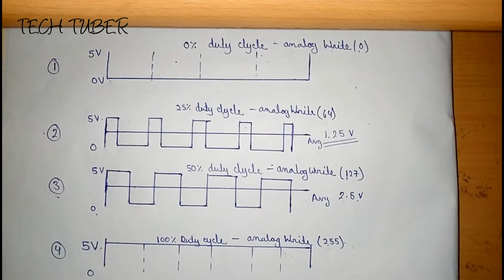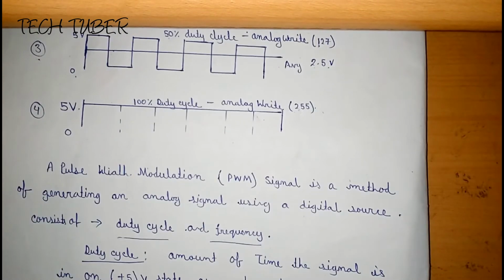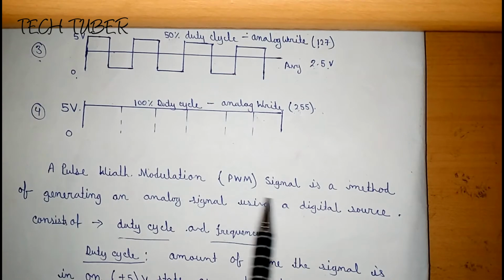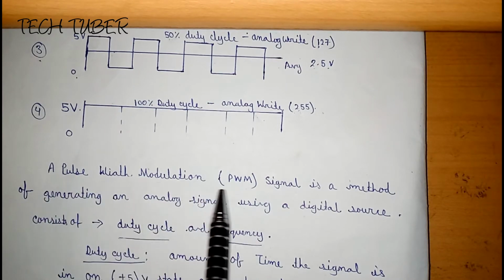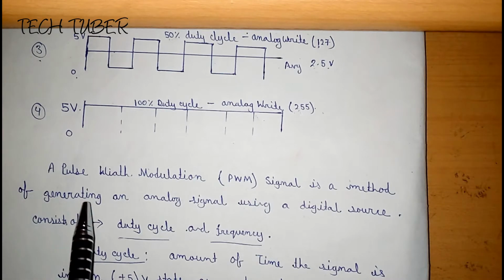What is PWM? PWM stands for pulse width modulation. As per the definition, a pulse width modulation signal is a method of generating an analog signal using a digital source. What does it mean? For a digital source we have only 0 volt or plus 5 volt state, but an analog signal may be different from that, maybe 1, 2, 3, 4, 5, anything that can be.